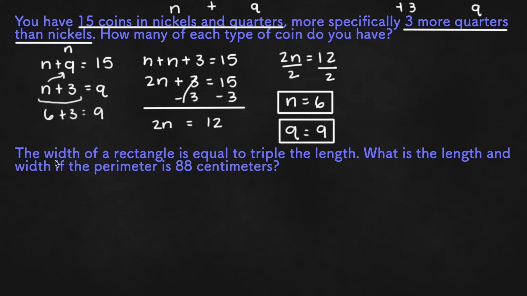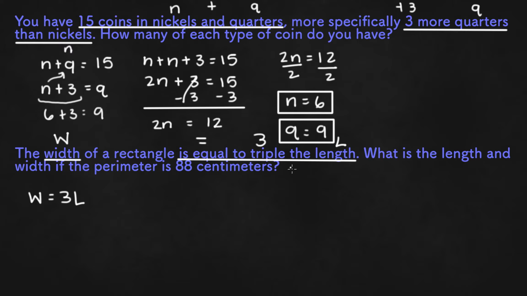So in the first sentence, it says width is equal to triple the length. So we could say W for width and L for length, because those are the two things we're asked in the word problem. And it says the width is equal to 3 times the length. So that would be our first equation. Now let's ask, what is the length and width if the perimeter equals 88 centimeters?